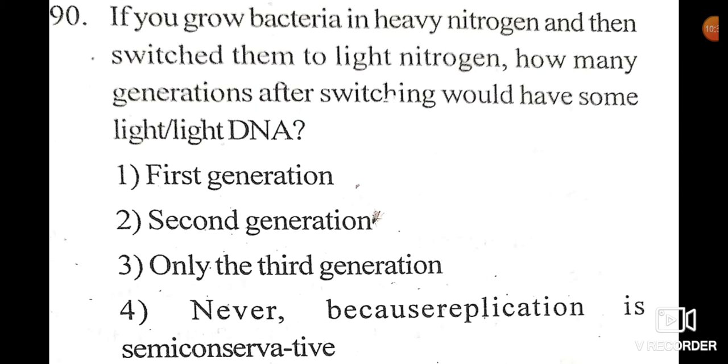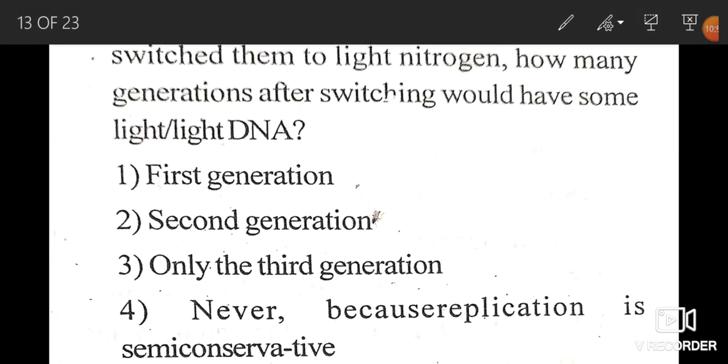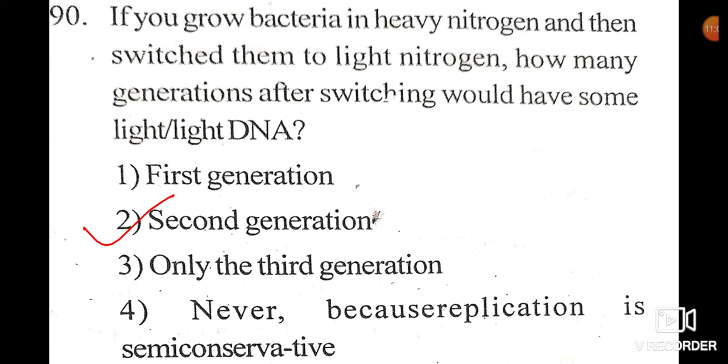Question number 90. If you grow bacteria in heavy nitrogen and then switch them to light nitrogen, how many generations after switching would have some light DNA? So the right option is 2. In the second generation, it has some light DNA.